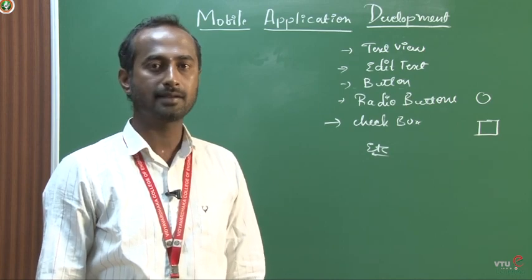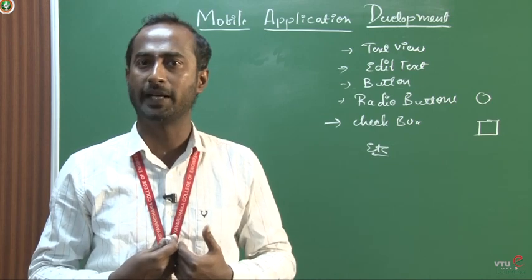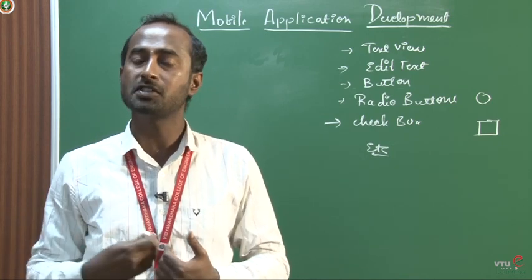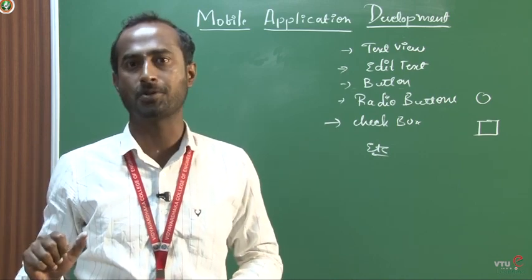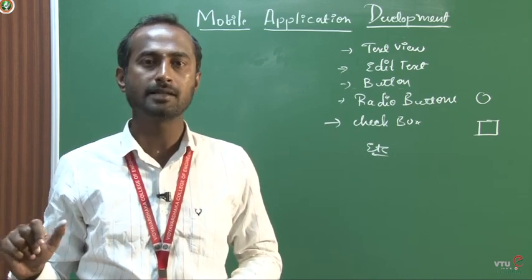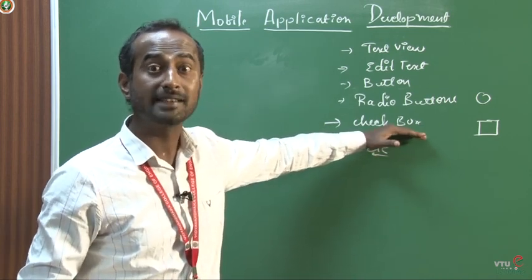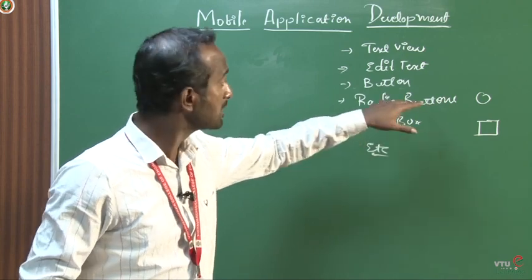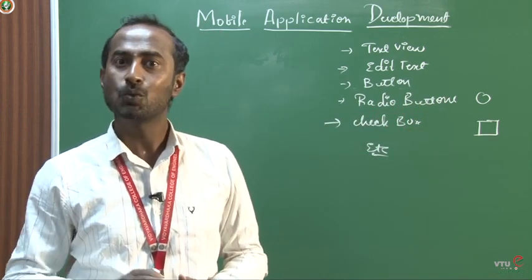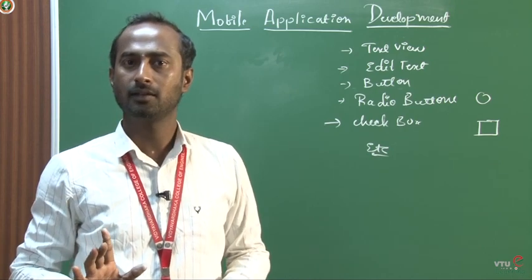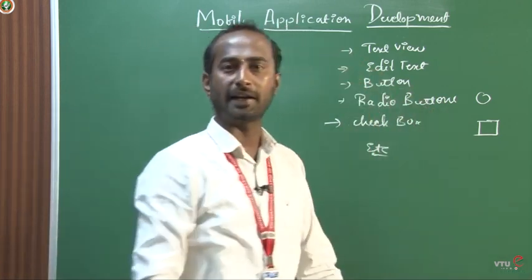The right answer is, with respect to checkbox, for example, I need to collect the hobbies of a student. For example, what are your hobbies? Listening to music, playing cricket. If the student is giving multiple options, then we are going to give the checkbox, so they can select multiple checkboxes. Similarly, what's your gender? Male or female? The student has to select only one. Either he has to select male or female. In such cases, we are going to give the radio buttons.